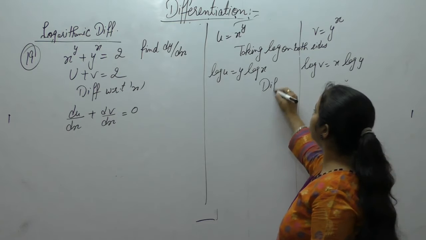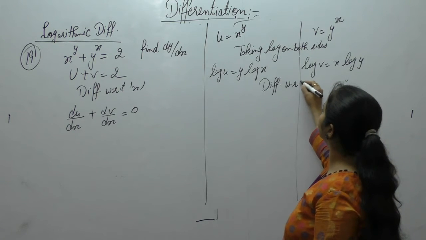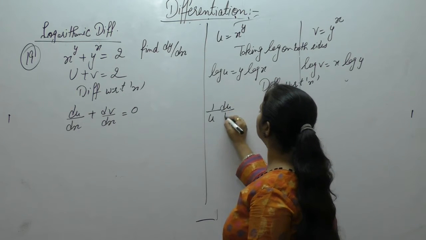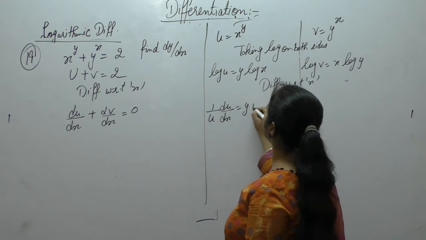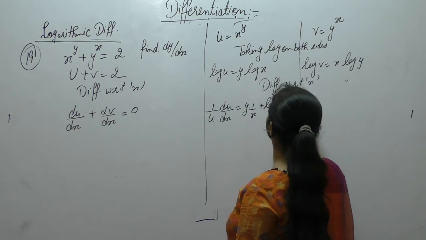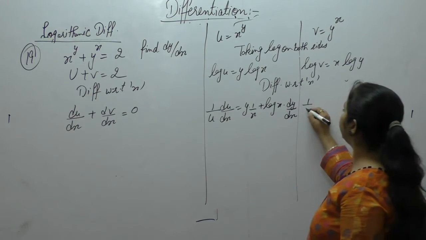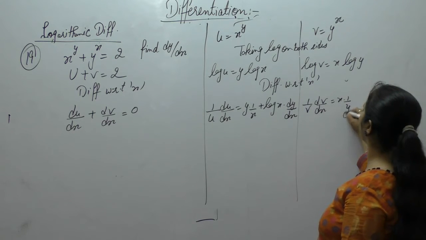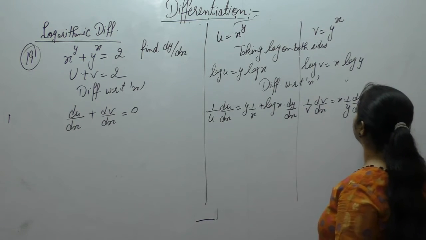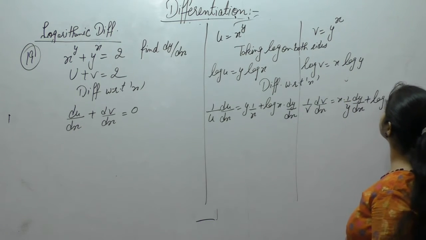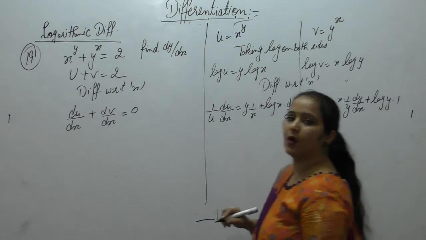Now differentiate with respect to x. Derivative of log of u: first function, y, times derivative of log of x, plus second function, log of x, times derivative of y. Log of v: 1 upon v, dv by dx, equals x times derivative of log of y, 1 upon y, times derivative of y, dy upon dx, plus log y as it is, times derivative of x, which is 1.